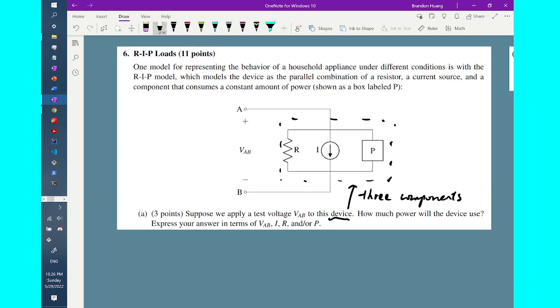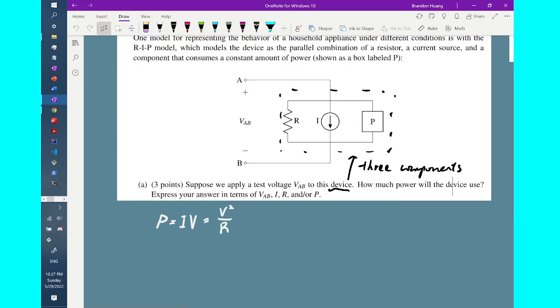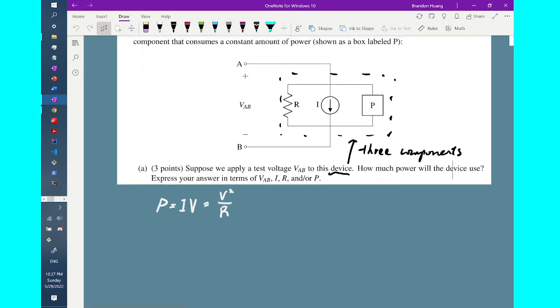And to measure the power of something, we must first know how to calculate power. In the basic sense, P is equal to IV, but we can further complicate that with Ohm's law by saying that P equals IV is also equal to V squared over R, given that I is equal to V over R. Okay, and we also know that this square box is a component that consumes a constant amount of power, that is P. So the total power would be equal to P plus, P being a constant here, which is the power that the box takes.